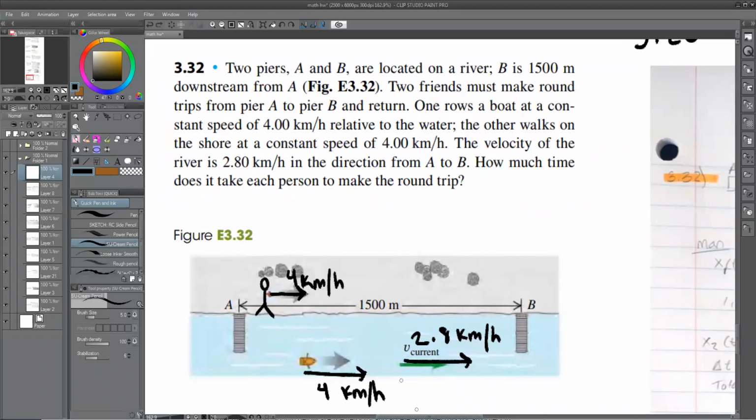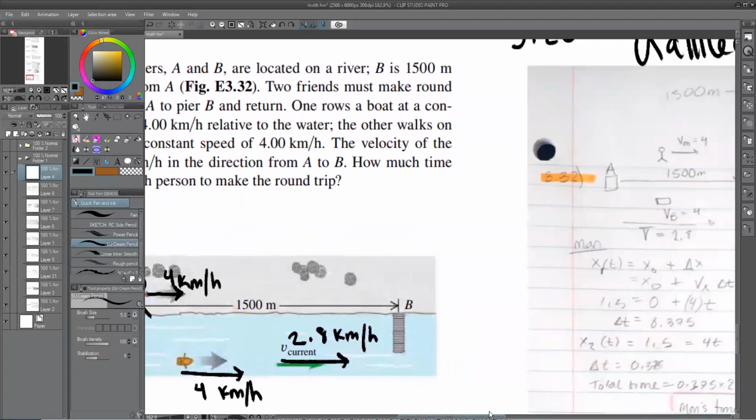So if we think about it, this little man is not dealing with the velocity of the river. He is going to travel this entire length at 4 kilometers per hour and then back at 4 kilometers per hour. However, the boat, despite its velocity being 4 kilometers per hour, is also dealing with the river. So it's going to take less time to travel from A to B because the river is helping it, but it's going to take more time to travel back because the river is going against it. So let's look at what that looks like in math.